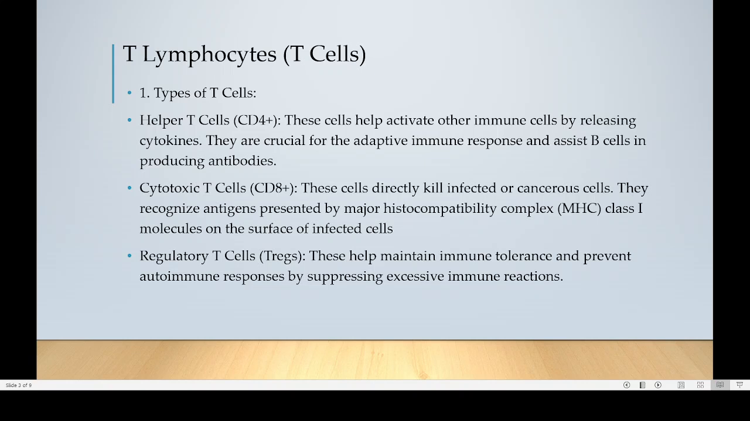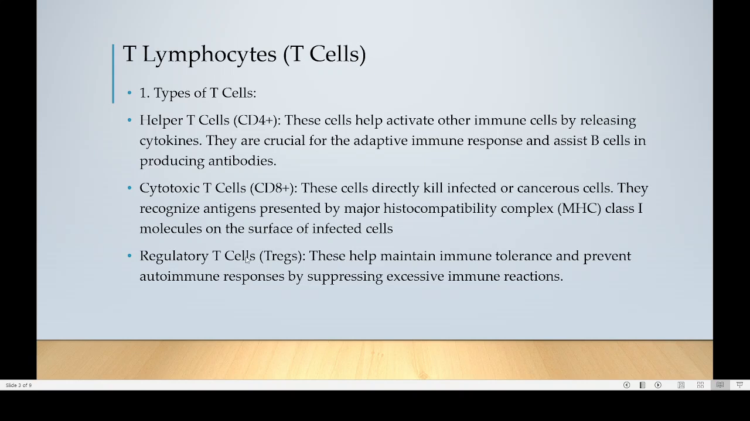So this cytotoxic T cell have the ability of identifying these molecules. So it is by identifying this molecule they understand that this is a cancerous cell or this is an infected cell and they will be killing them.